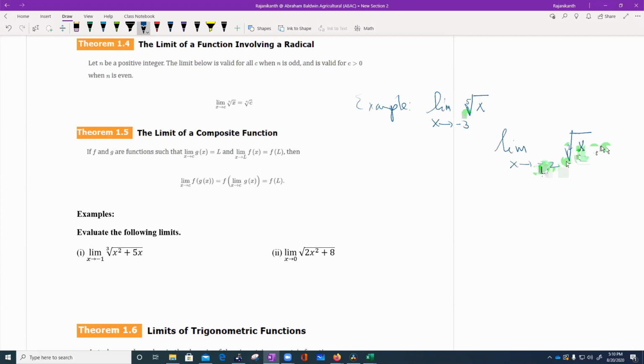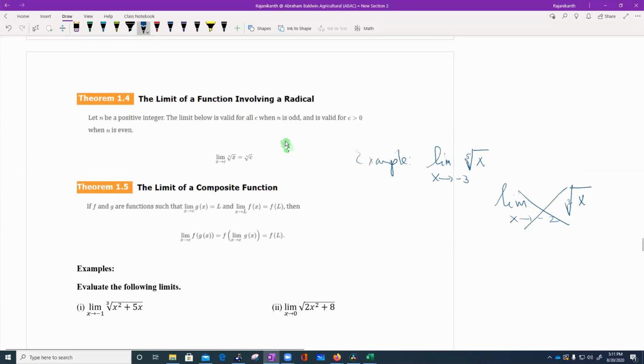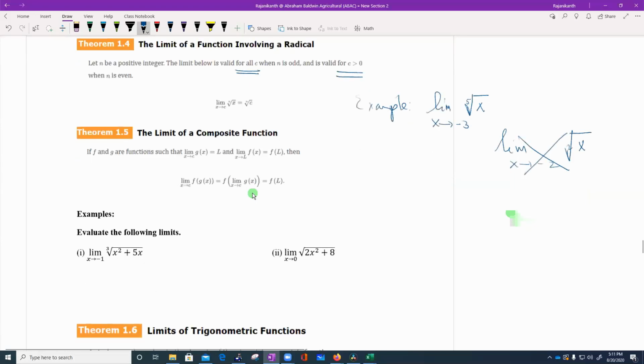That's not true, right? So therefore, you cannot find this limit. That is why you always have two different cases. One is for all C and another one is for C bigger than 0. If your C is bigger than 0, then only you could find it for even. But anyway, when you plug in the values, you will come to know, right?